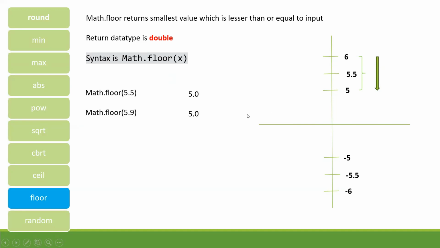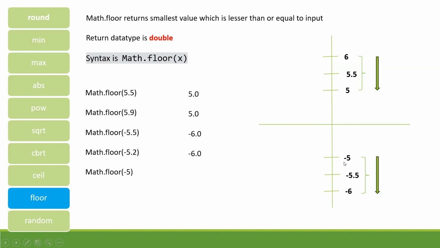Answer will be 5.0. Okay. Negative numbers also, you have to look down only. Fine. So if I say math.floor of minus 5.5, now looking down on the floor, I get minus 6.0 because it is a double. Floor of minus 5.2, same thing. Look down, you will find minus 6. Return data type should be double, hence we will write minus 6.0.